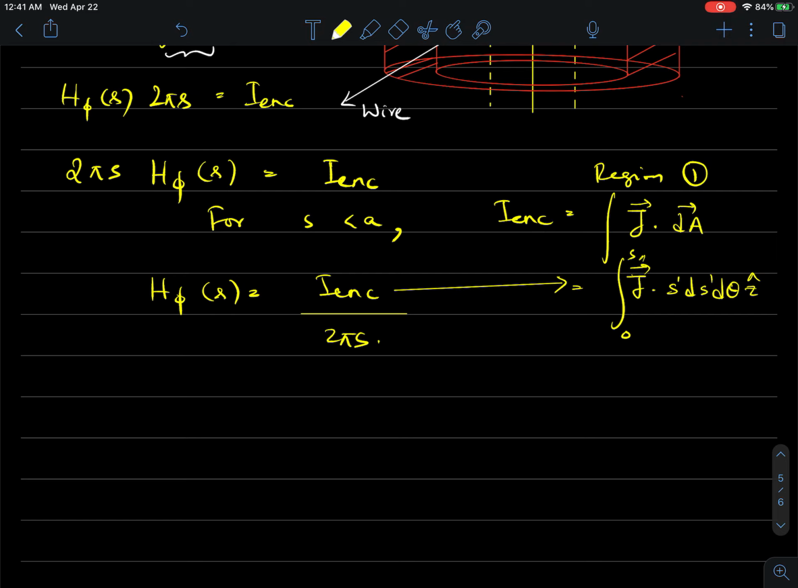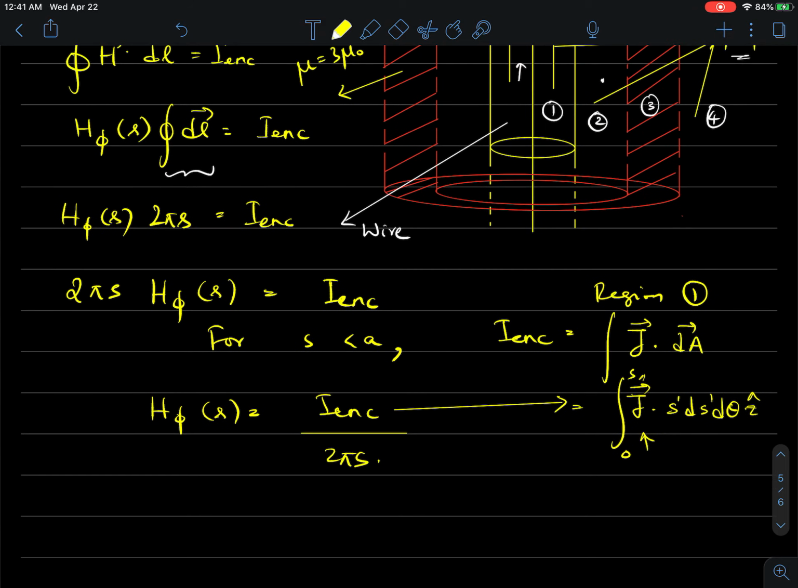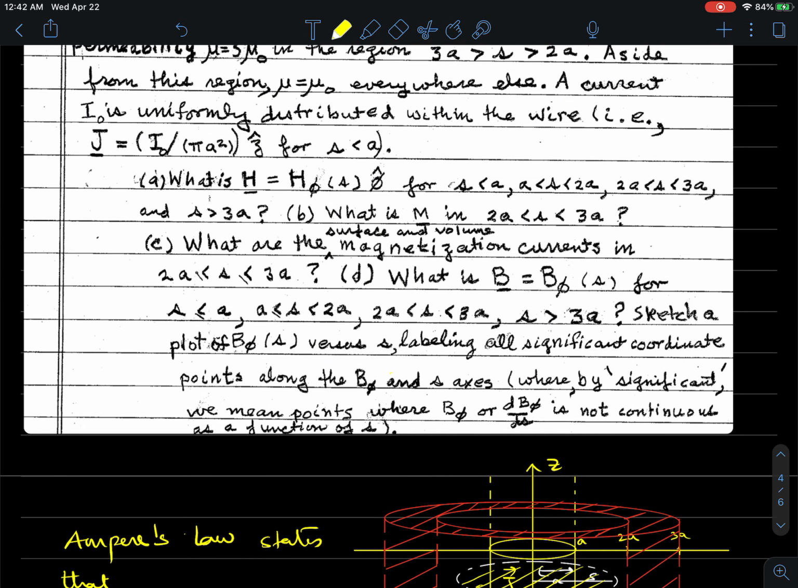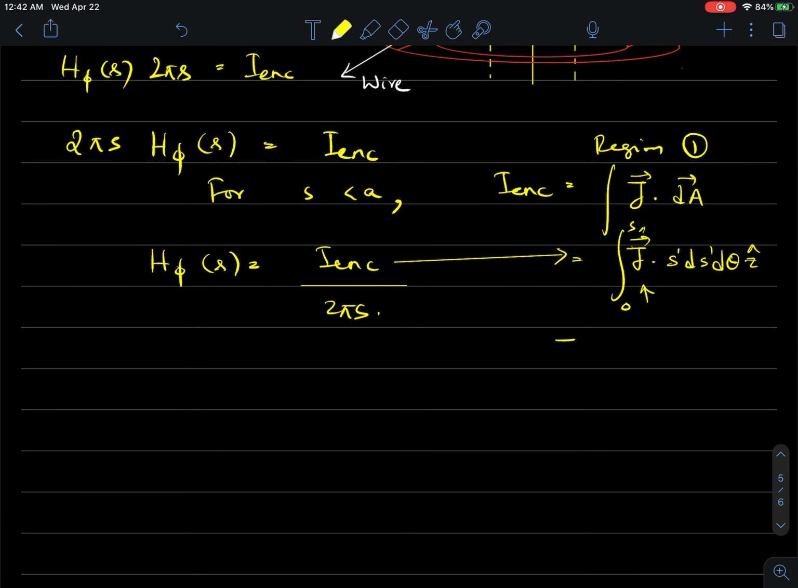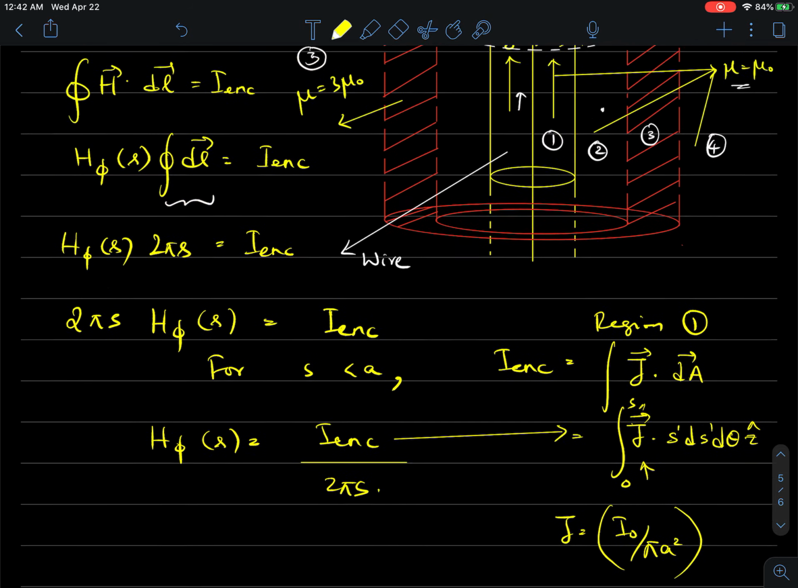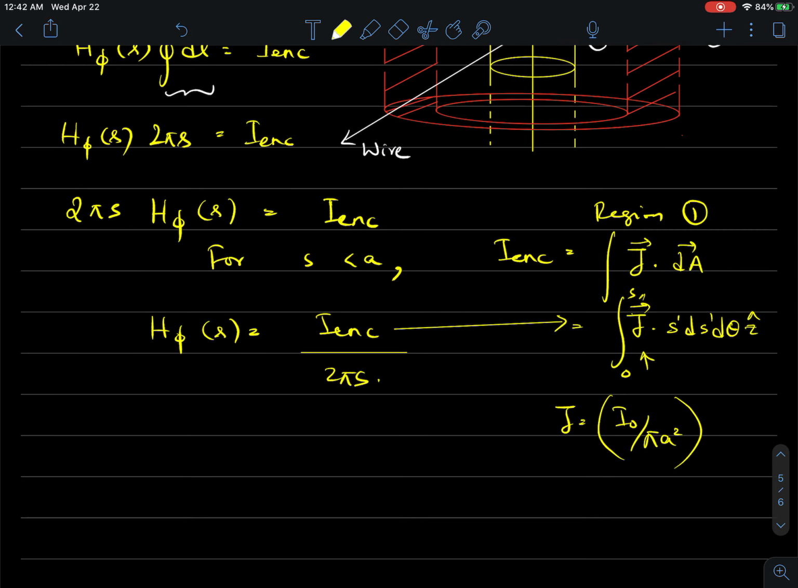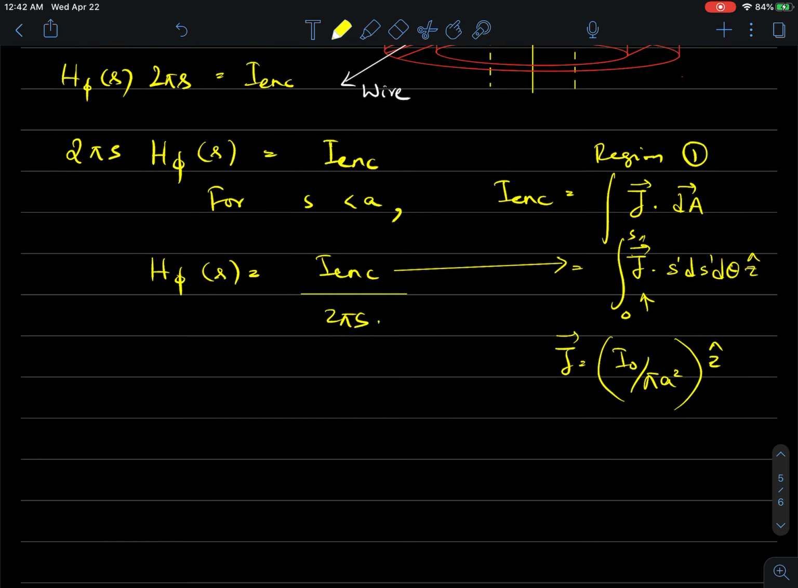We have done this thousands of times over the course of this semester. This integration is very simple and straightforward. Substitute the value of J that is given to us, J equals I naught by pi a squared z cap, and find the value of H phi of s for s less than a.